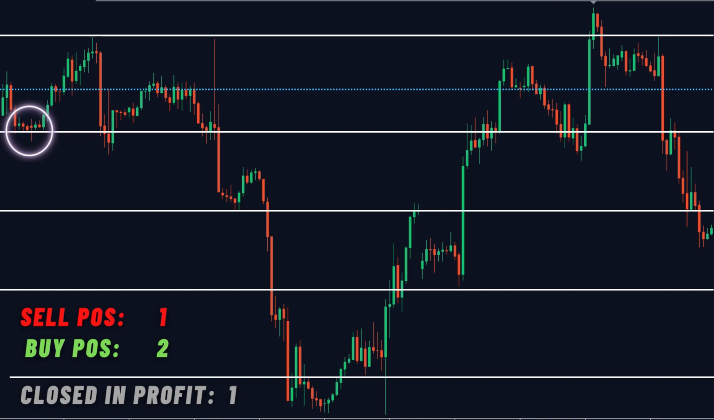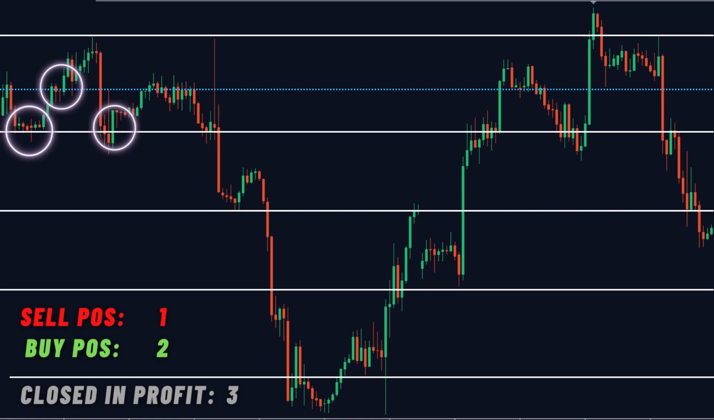The next contact with grid level happens right here. At this point we are going to close both of our buy positions, one of them in profit and one of them on break even. After that, we open two new positions. The next contact happens right here, and that results in closing two sell positions and opening two new positions. Also, we are going to change the take profit of our buy position to break even.